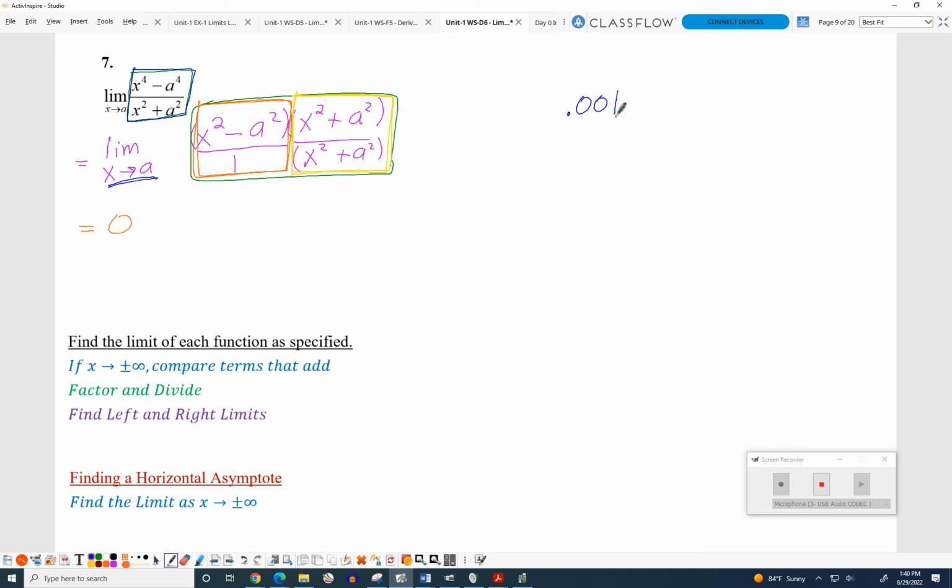Comfortable with that? If you plug an A into the bottom, or close to A, this one works out just fine from the beginning, you're right. Factoring wasn't even needed. It's not common that that happens, but this one did work that way. Because if I plug in close to A here, the bottom's like 2A squared, but close to 0 divided by whatever is still close to 0.